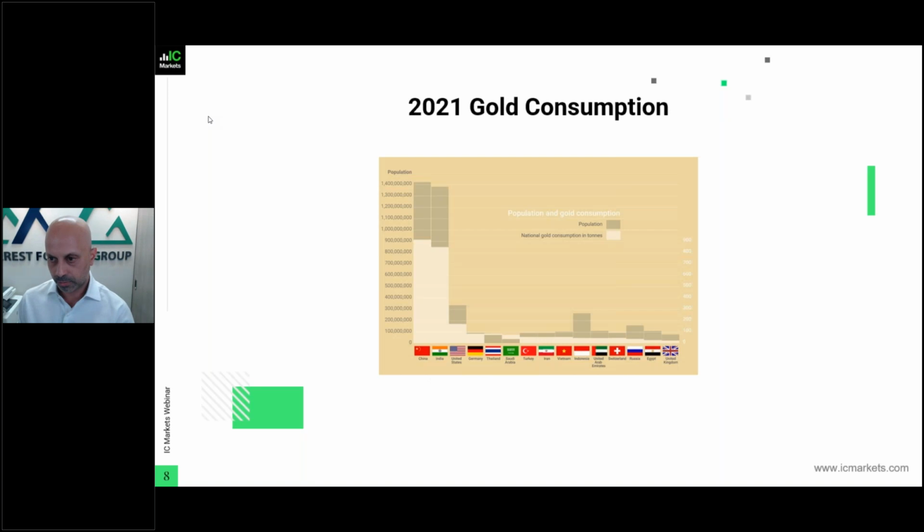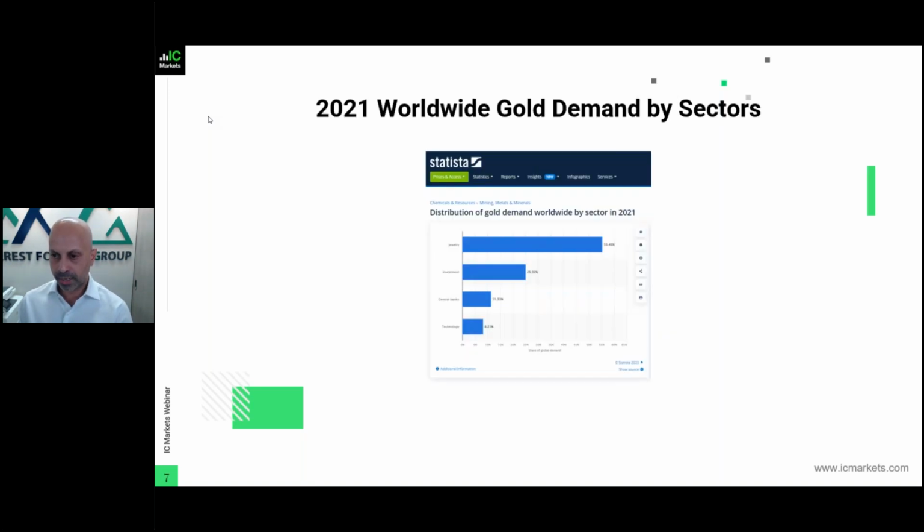And then we have central banks buying at 11%. So basically, when you have central banks, they're actually buying physical gold and storing it in their respective vaults. And then you have technology demand coming in at 8%. So technology means, for example, your printed circuit boards in the electronics sector, where they use it for the gold plating of the PCB electronic traces and stuff like that.